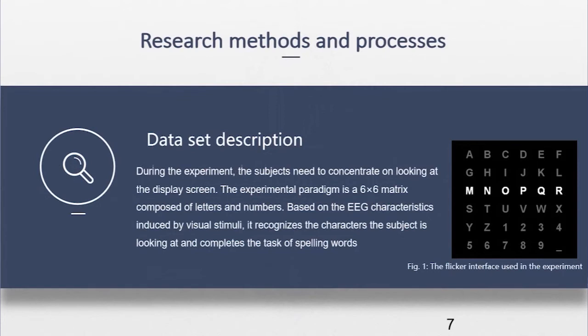Next we introduce the dataset description. During the experiment, the subject needs to concentrate on looking at the display screen. The experiment uses a 6 by 6 matrix composed of letters and numbers, based on event-related characteristics induced by visual stimuli. It recognizes the character the subject is looking at and completes the spelling of words.